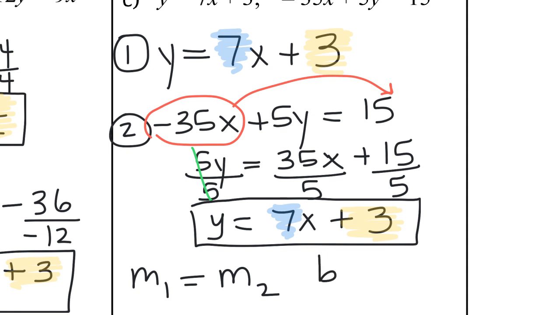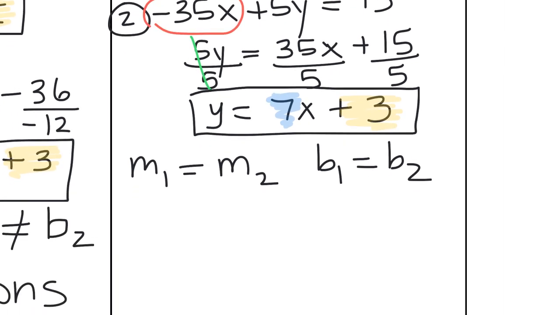So obviously, we can tell by looking, these are the exact same equation. Even though we had to rearrange number 2, it is actually the exact same equation as equation number 1. Because the slopes and the intercepts are equal and they are the exact same equation, we can say that therefore there is going to be an infinite number of solutions.